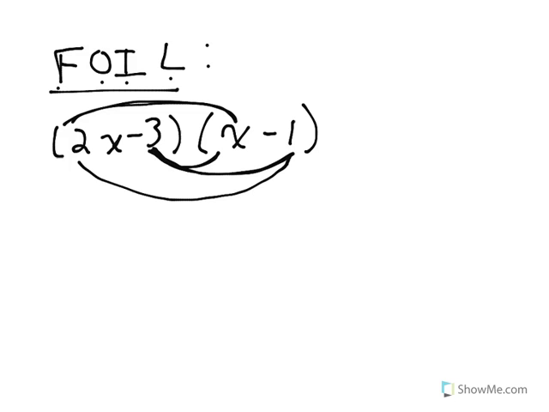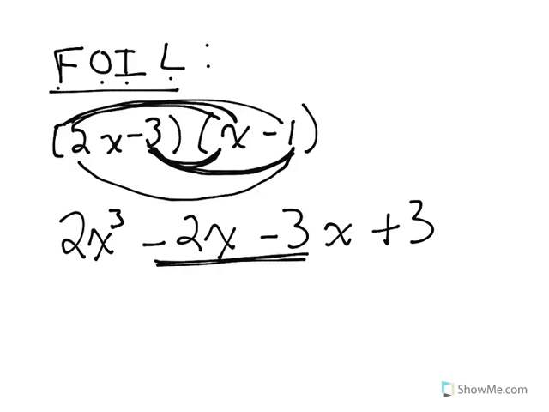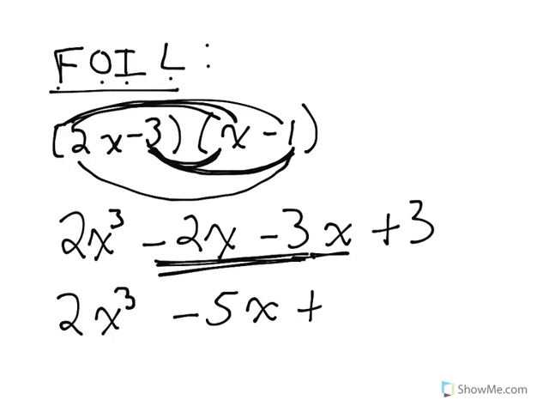2x times x is 2x to the third power. 2x times negative 1 is negative 2x. Negative 3 times x is negative 3x. And negative 3 times 1 is positive 3. Now we must combine our like terms. 2x to the third minus 5x plus 3.